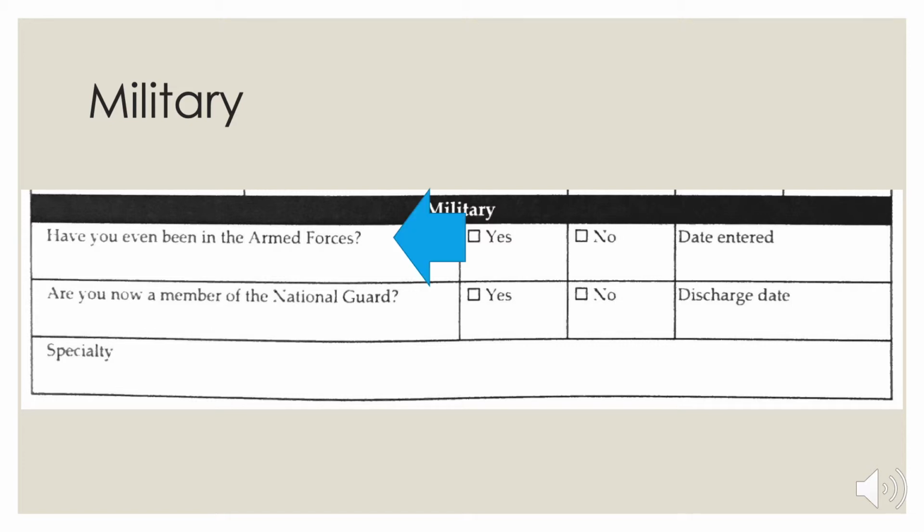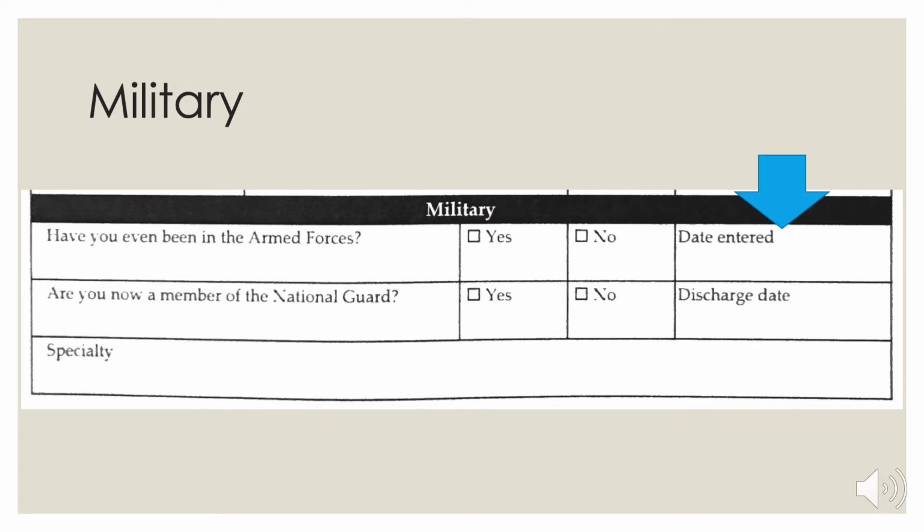The first box is asking if you have ever been in the armed forces. If yes, check yes. If no, check no. Moving one row down, are you currently a member of the National Guard? If yes, check yes. If no, check no. As a side note, you are not considered to be a member until you have sworn in to the Guard, so if you have not done that step, even if you are enlisting, you would still check no.